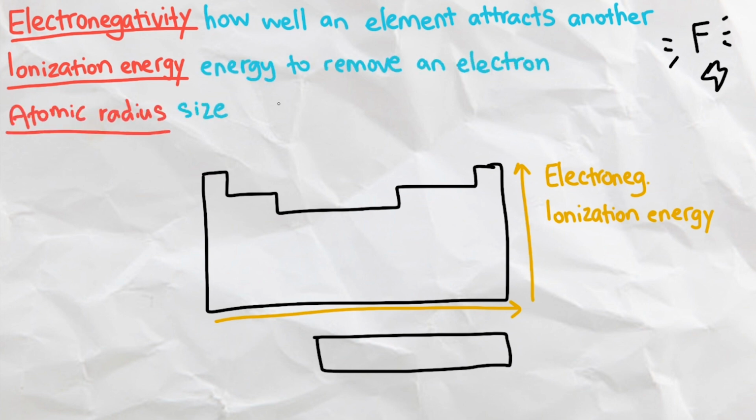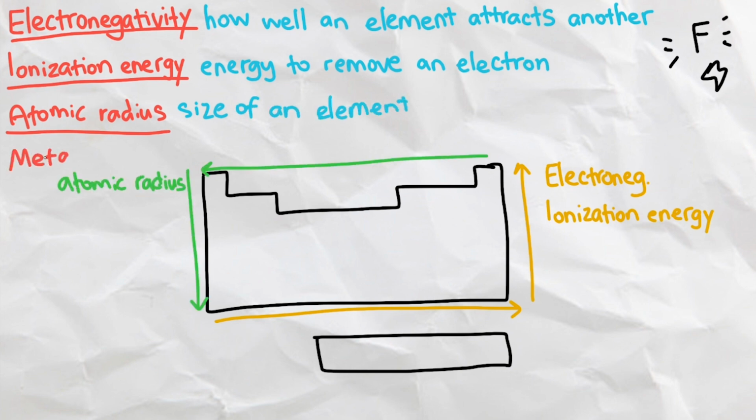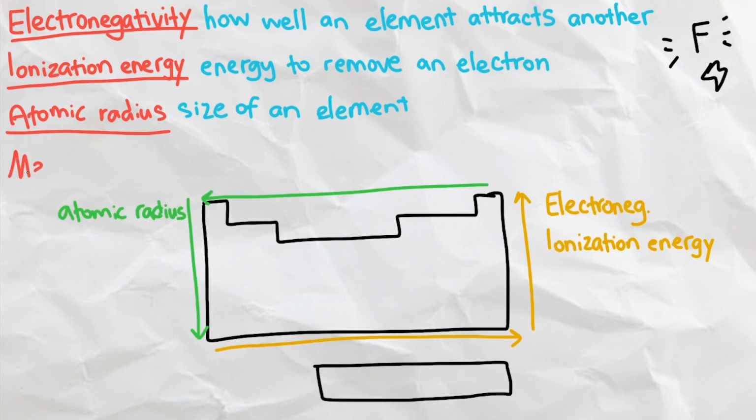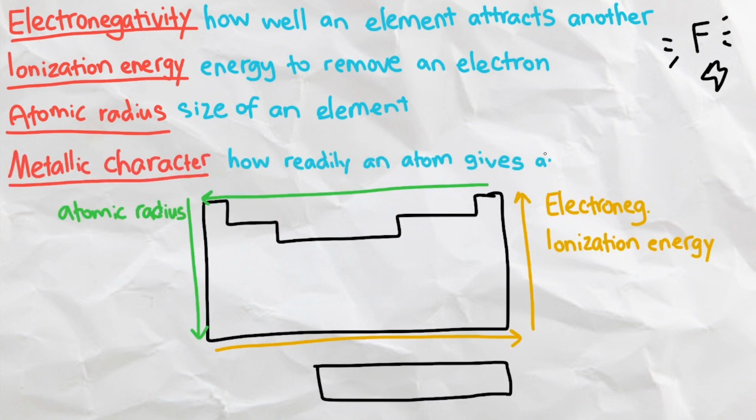As we go more bottom left, the atomic radius, or the size of an element, increases, following the same trend. The metallic character of an element also increases. This just means how readily an atom can give away an electron, which is the opposite of electronegativity.